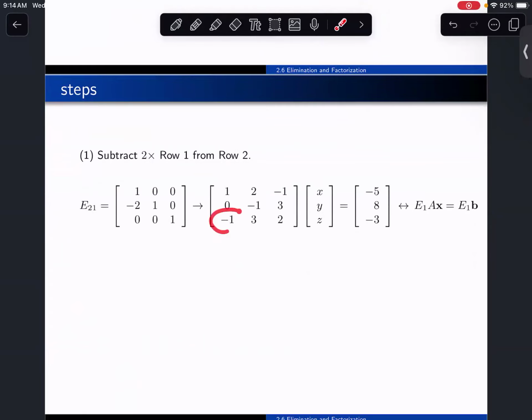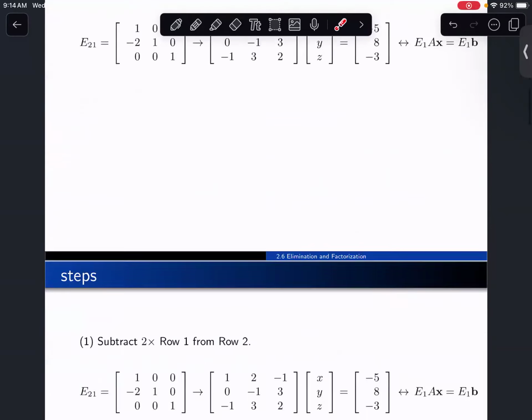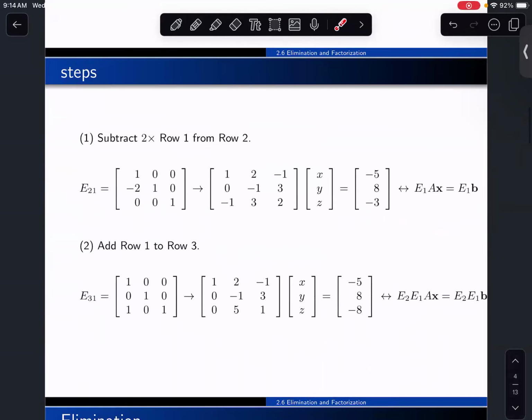Next you would want to get rid of this -1. This would correspond to multiplying by this elimination matrix. After multiplying the matrix that we had before by this matrix E3,1, you end up getting the following matrix. Again, what's happening to our system of linear equations is we're multiplying both sides by E3,1.